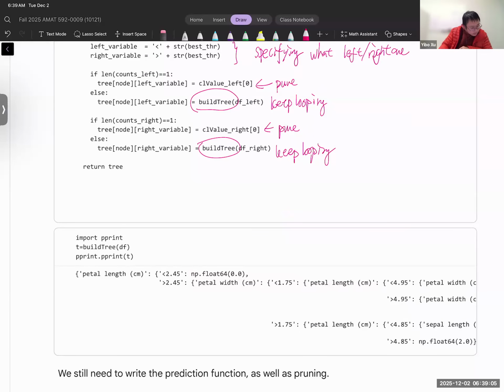Yeah. So let me quickly share the screen from this side.